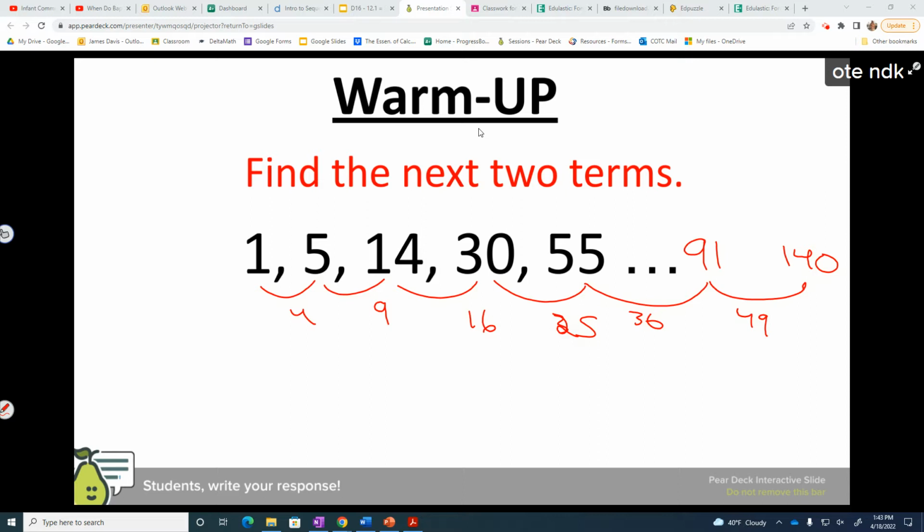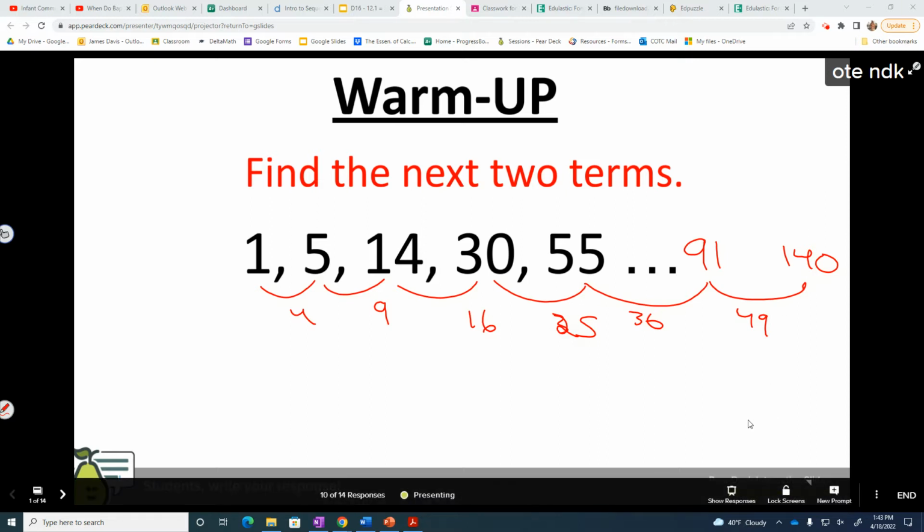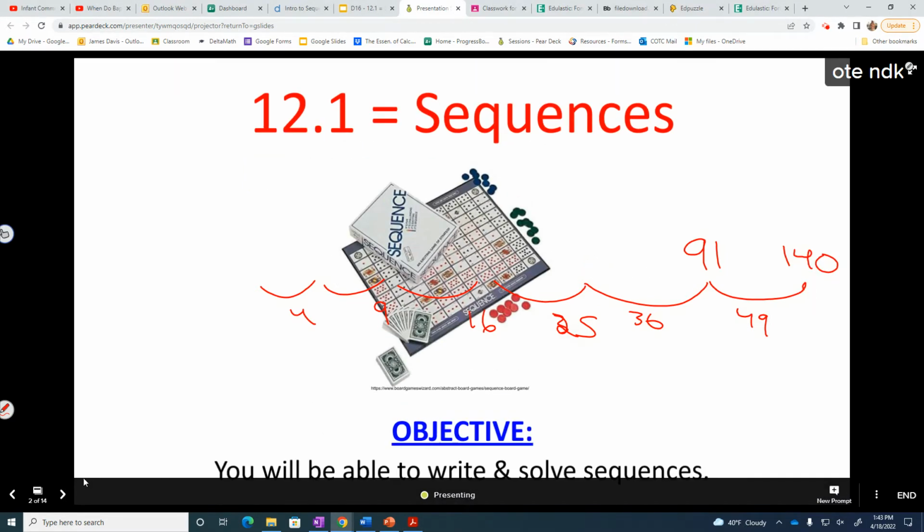So that's what we're going to be doing in this section, a lot of things kind of like this. Yay! I'm so excited. These are called sequences.